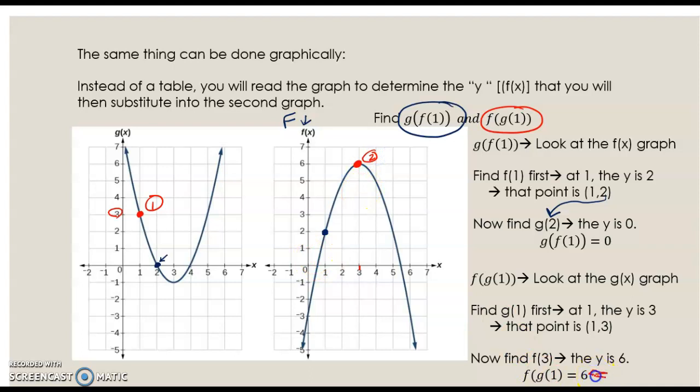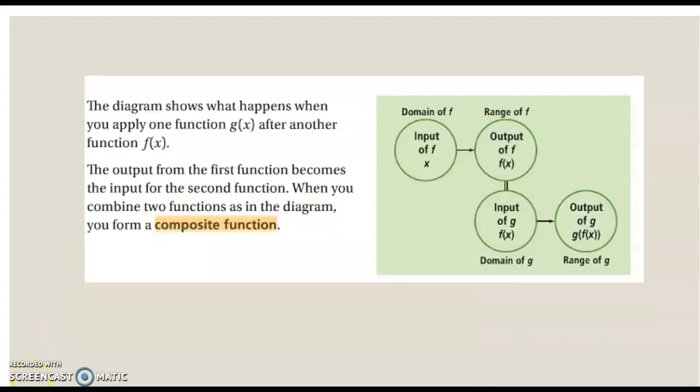So what you've got is that g of 1 goes to 3. Take that 3 and put it into f. And f of 3 comes out 6. So this is what you're doing.